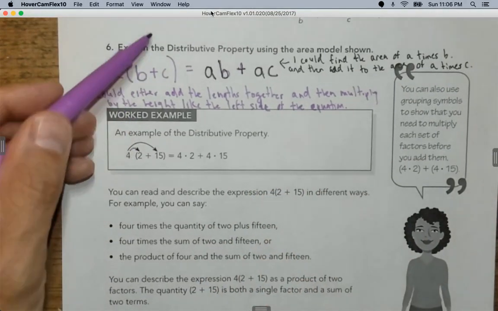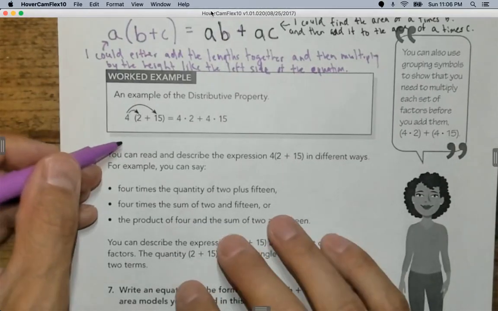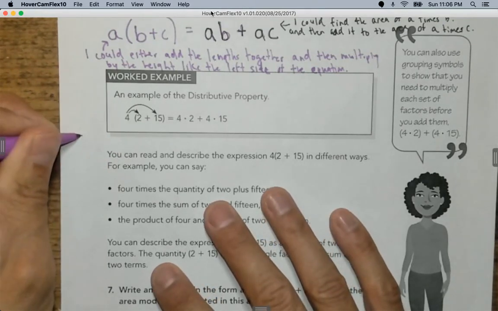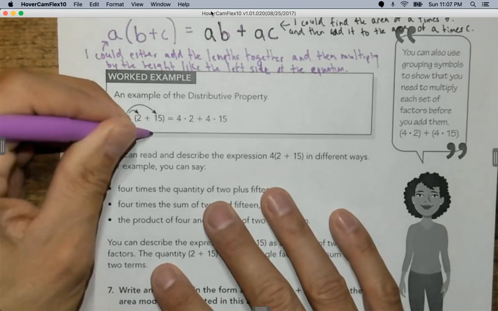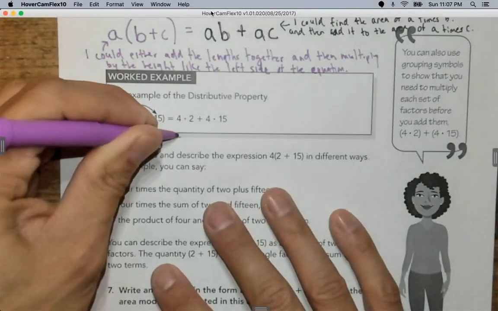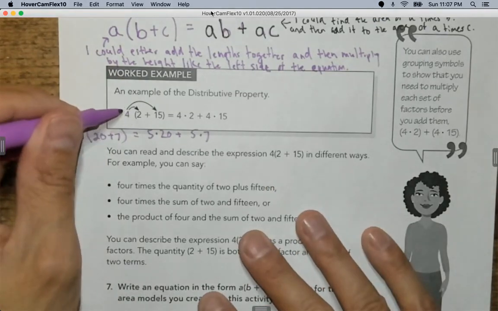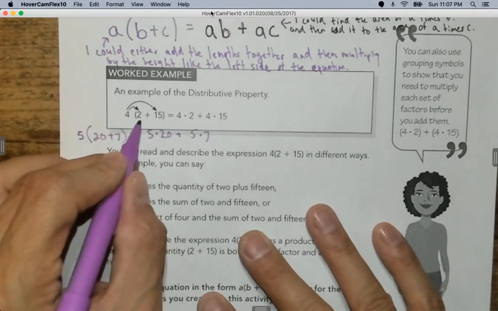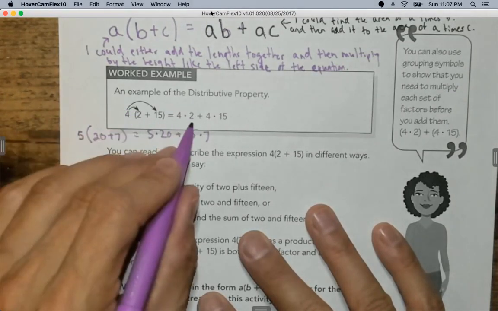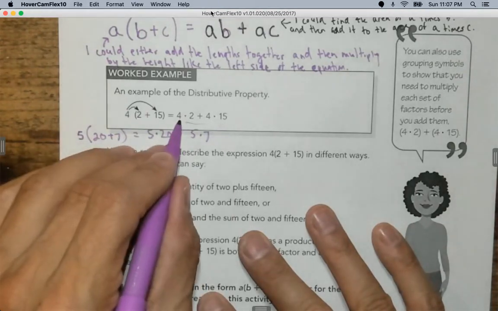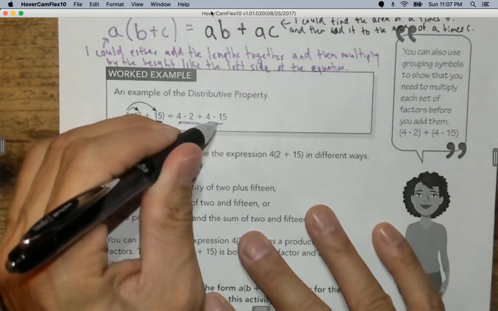So this is with variables, which can be a little confusing at first, this top part. And this would be with numbers, kind of like what we did with the original example of 5 times 20 plus 7 being the same as 5 times 20 plus 5 times 7. So here, I could either do this where I add the two parts together first, and I'd have 17 times 4. Or I can multiply 4 by the parts like they showed here. I take 4 times 2 and write that first for this part. And then I take 4 times 15 and I add those two together.